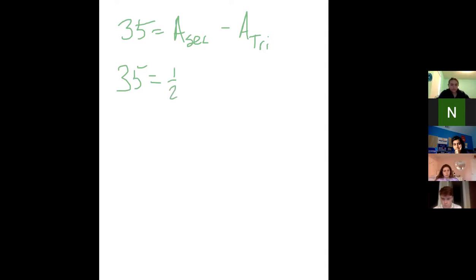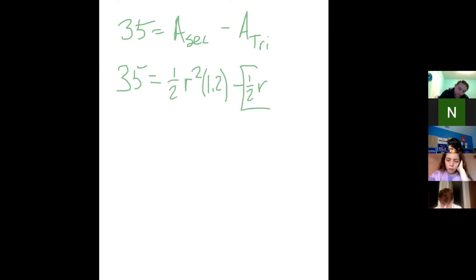So here for the area of the sector, when you plug it in, what do you get? 1/2 r squared theta. And then what is your theta? 1.2. Perfect. Okay, and then you're subtracting the area of our triangle, which would be 1/2 r, and then what is the other side? Like, is it r cos 1.2? Yeah.